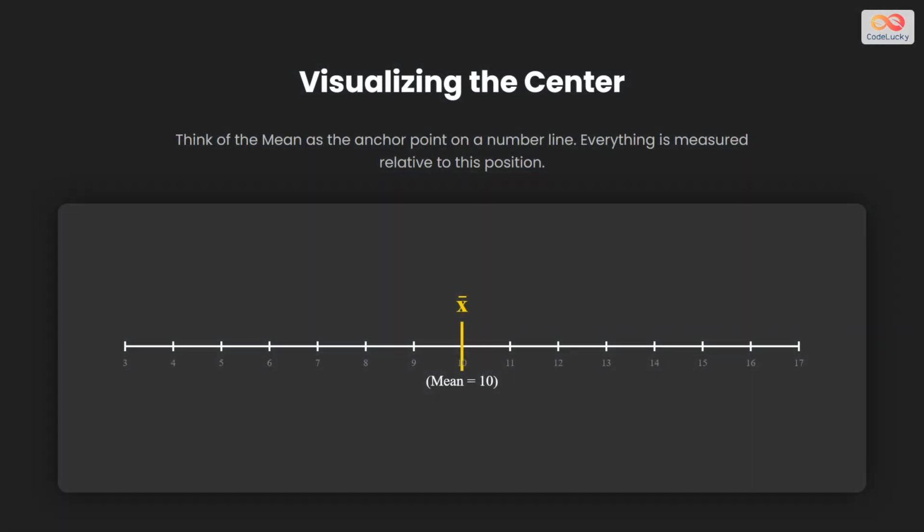Let's visualize this on a number line. The mean is our anchor. It sits at the center of our world for this calculation. If the mean is 10, then 10 is our 0 point for deviation.